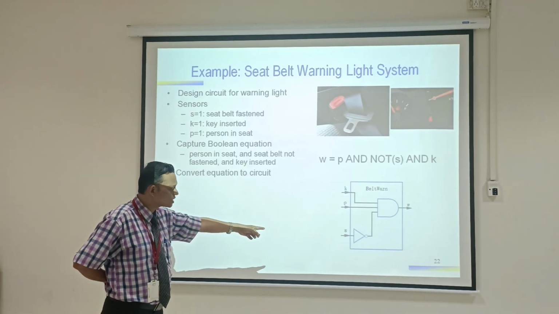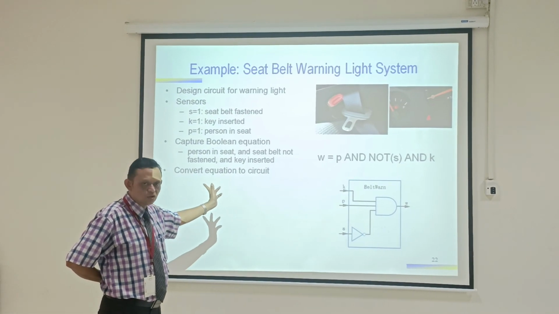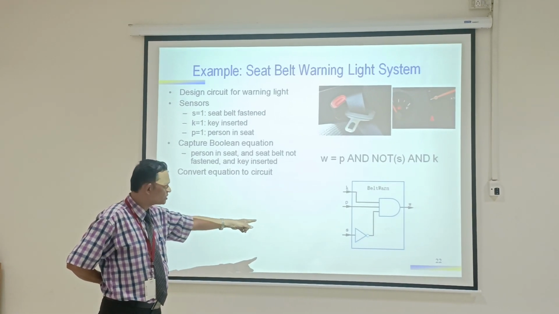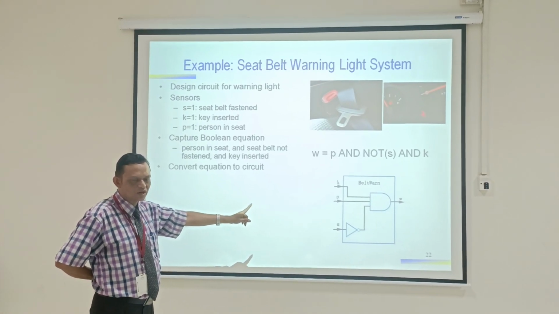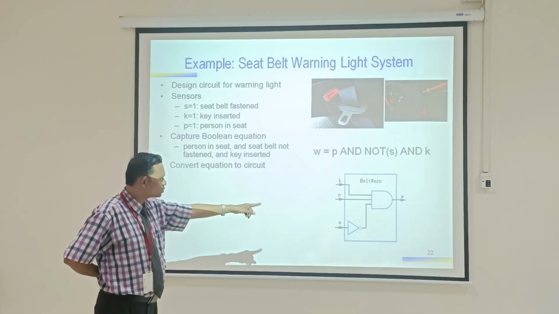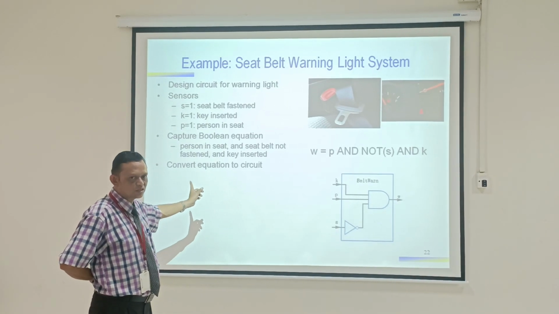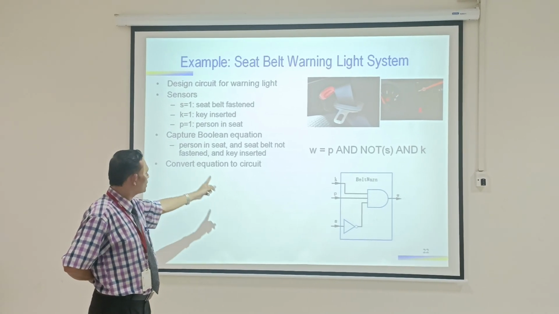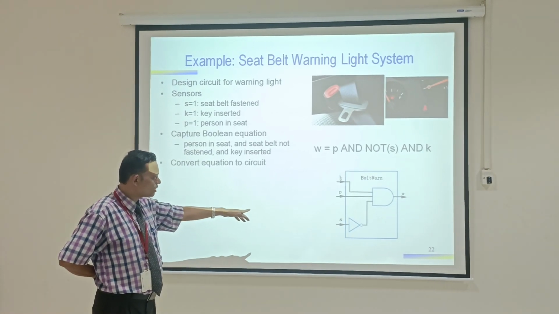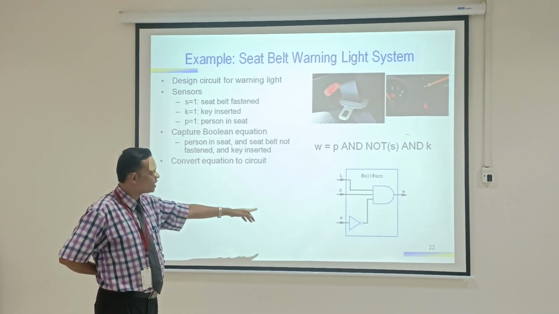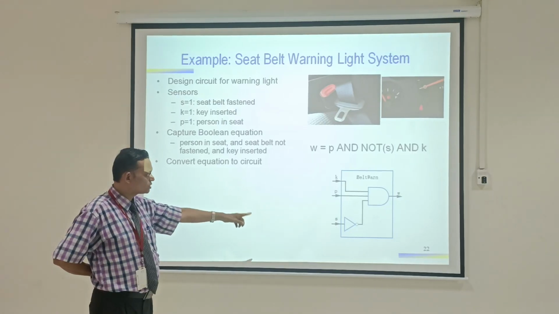You see that S is connected to a NOT gate. According to the previous table, if S is equal to 0, what will be the output of the NOT gate? It will be 1. So K is 1, P is 1, but S is the opposite of the required thing. S is 0 because he is not wearing the seat belt properly. Assume that. If S is 0, then the output of the NOT gate will be 1. Now that is also 1, this is also 1, this is also 1.